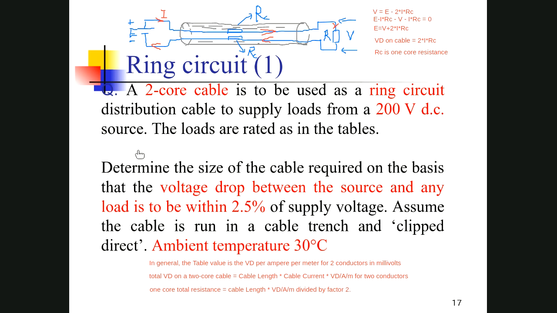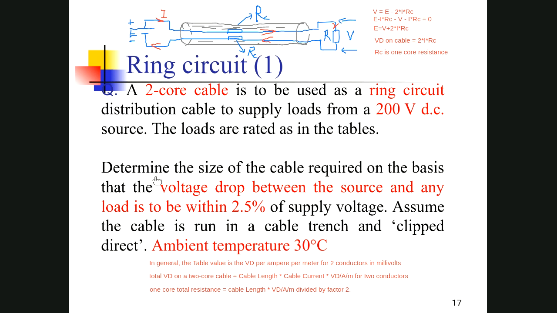Now we're looking at this question itself. It says that a two-core cable, just like this, is to be used as a ring circuit distribution cable to supply loads from a 200 volts DC source. There are several loads listed in the next slide tables. So we have a ring circuit using a two-core cable, supplying power to different loads at different positions from a 200 volts source.